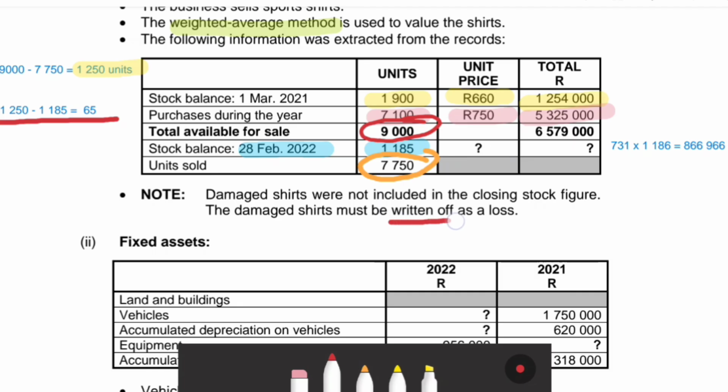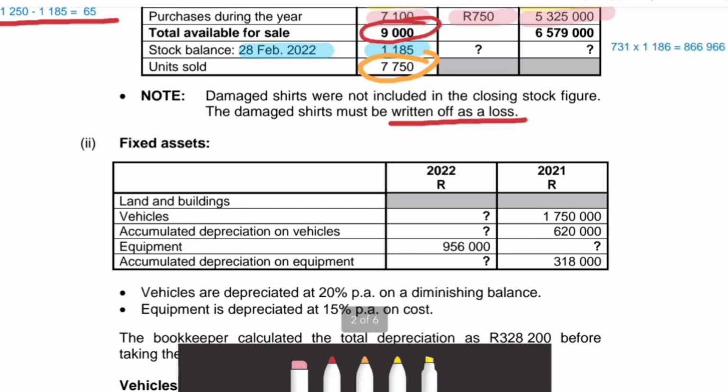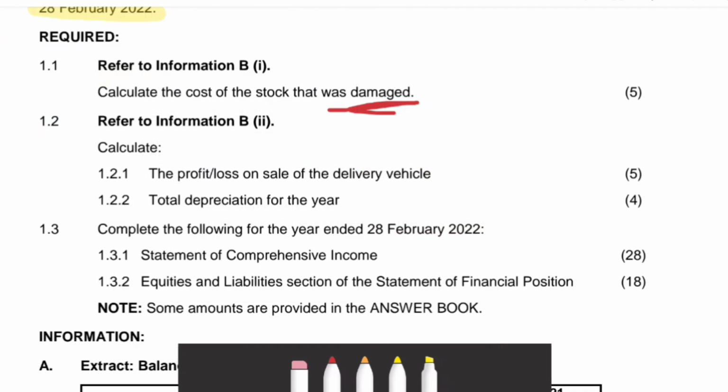We know that on our statement of comprehensive income, that's where we record our incomes and expenses. So this loss will be recorded there. I hope that was very clear. Let us move to the next question to work out if we made a profit or loss on our asset disposal. Number 2, we need to work out the total depreciation for the year.